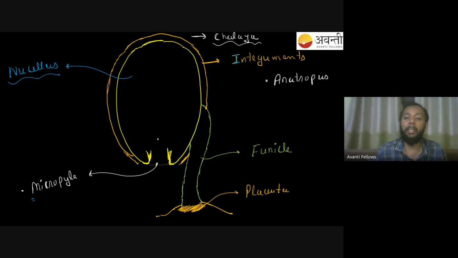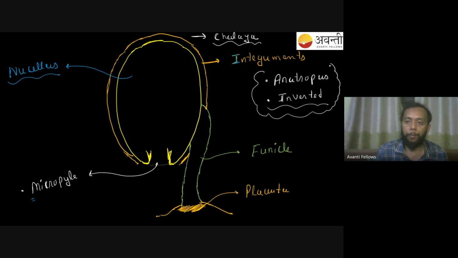Why are we saying that it is inverted? Because the micropyle is facing towards the downward direction, and it is very much parallel to your funicle. So it is going to be anatropous and inverted. Anatropous plus inverted, these are the two terms you can know. So anatropous ovules are always going to be inverted, right? This is what you will get to see.